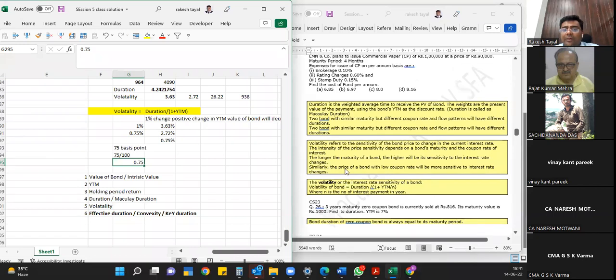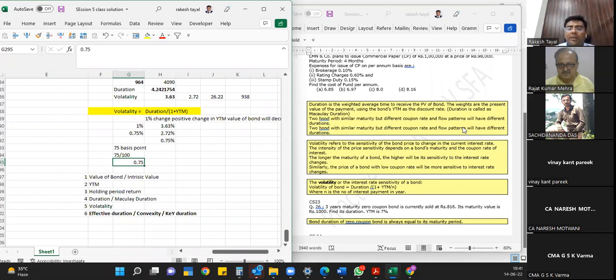So now we will calculate this. Now read this. Duration is the weighted average time to receive the PV of the bond. Present value of bond को receive करने के लिए जितना weighted average time लगता है वो duration कहलाता है. For that purpose we have to multiply present value of bond with the respective periods. We have to sum all the weights and divide by the weight. Weight is the present value of bond. Total of present value of bond.